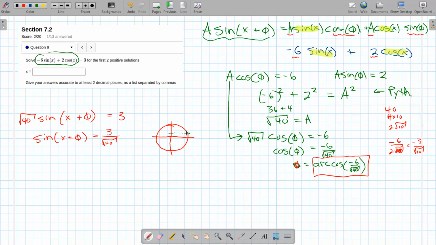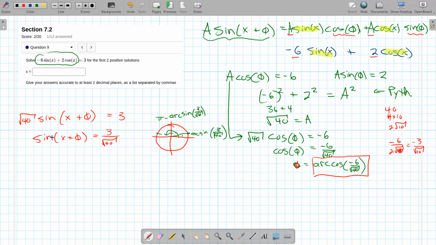So that solution right here, that angle, is the arc sine of 3 over the square root of 40. This other one over here on the other side, that's always going to be pi minus. So this other angle is pi minus that. Oops, arc sine. All right, so I'm getting closer.